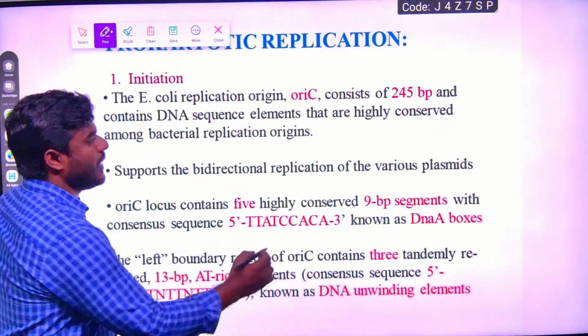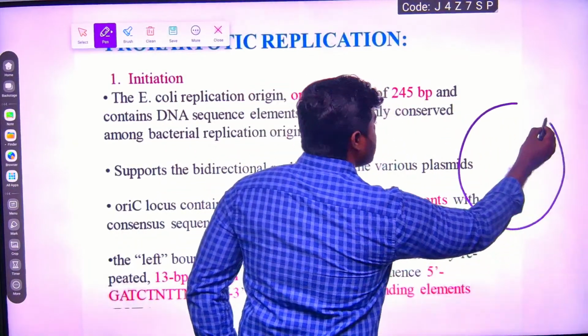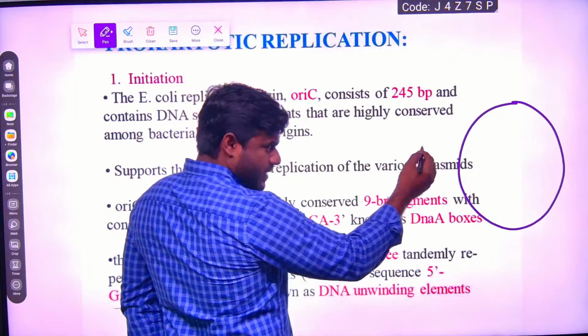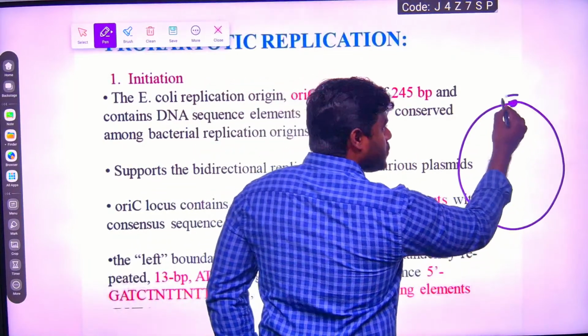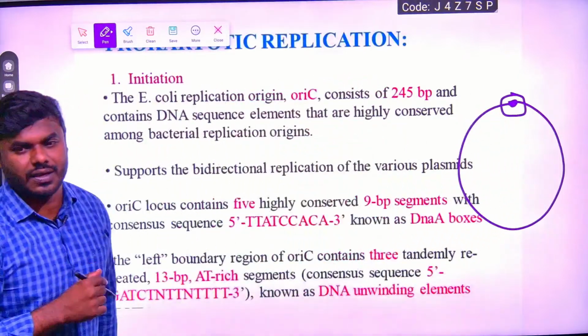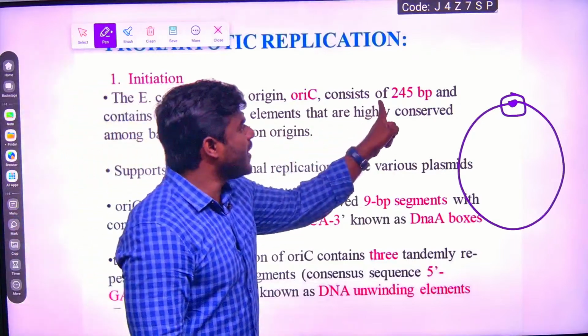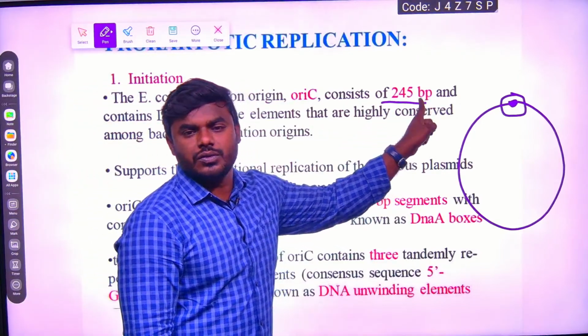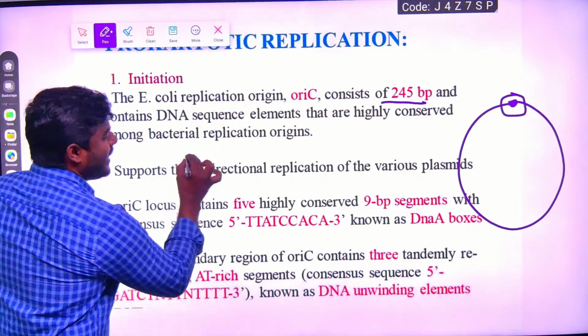Anyway, let's understand. Let's consider, all of you understand my words correctly. Focus. This is what? DNA. Let's consider this is ORC. Now I am zooming or magnifying this ORC. How does it look like? One ORC only present, and it is made up of how many base pairs? 245 base pairs. Okay. Now I am writing the oriC like this.